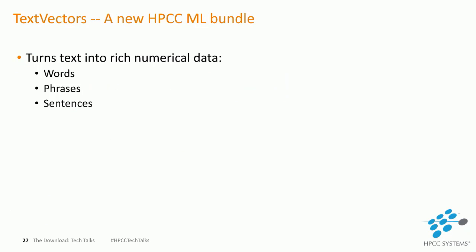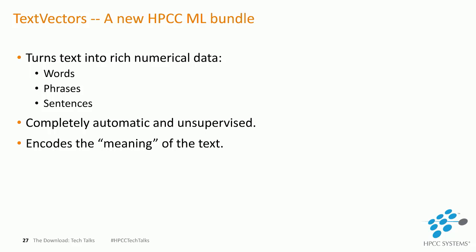All right, so we're going to be talking about text vectors, which is a brand new HPCC machine learning library bundle that allows you to turn free-form text into rich numeric data that can be analyzed much more easily. It supports words, phrases, and sentences. Text vectors is fully automatic and unsupervised. You provide it some text, and it will convert it to numeric form.